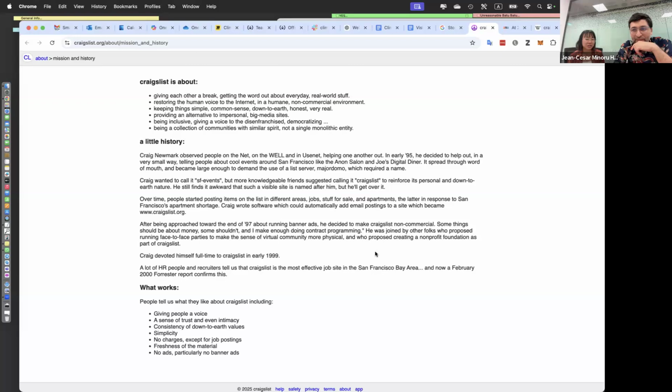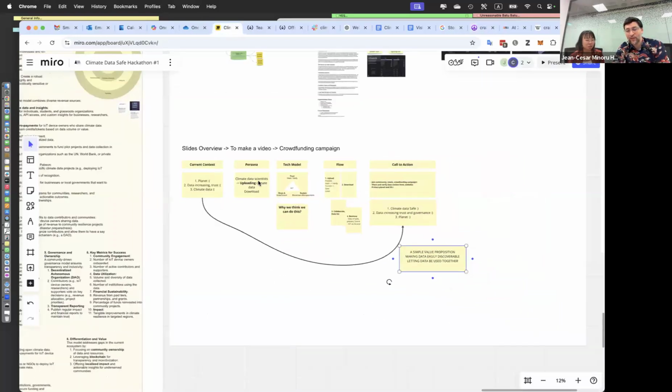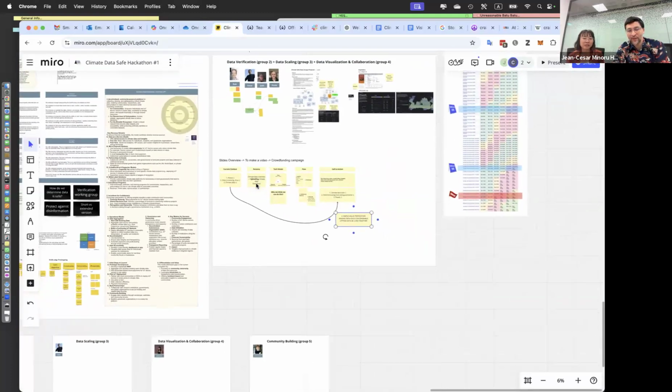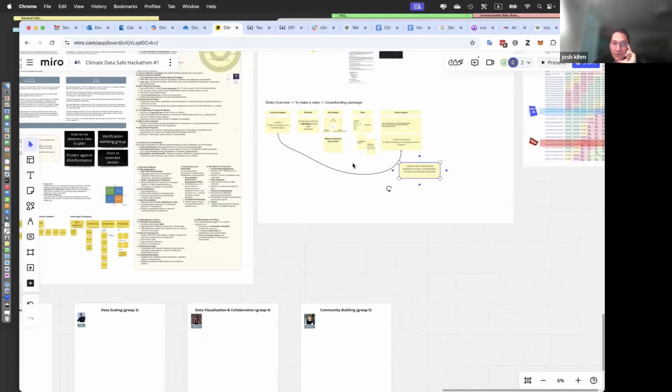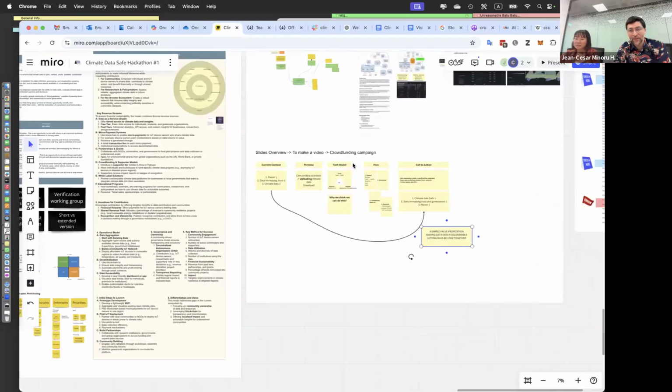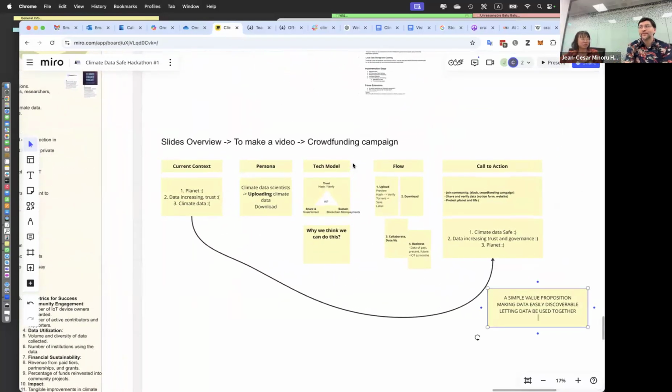Okay, so what's next? I think we'll do up the slides. That's easy enough. We can just set up the slides and we can work on them simultaneously.